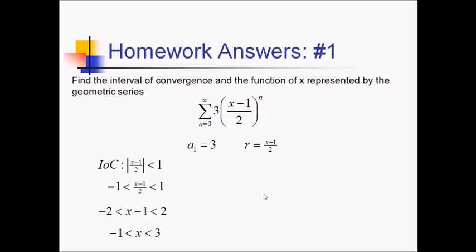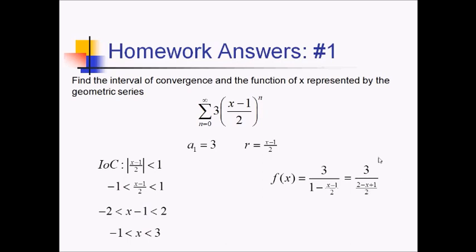Next, to write the function itself, we're going to use a1 over 1 minus r, the general formula for the sum. So in this case, we've got 3, the a1 value, over 1 minus all this craziness here. And if we want to simplify this a little bit, we can use a common denominator of 2. So 2 minus x plus 1 if we distribute that negative. And then 1 plus 2 is 3, so we've got (3 minus x) over 2.